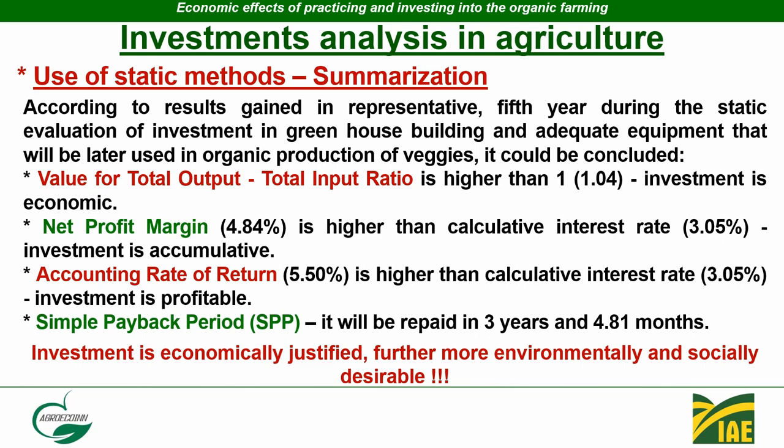B. Value of the net profit margin, respectively 4.84%, is higher than calculative interest rate, respectively 3.05%, which means that investment is accumulative. C. Value of the accounting rate of return, respectively 5.5%, is higher than calculative interest rate, respectively 3.05%, which supposes that investment is profitable. D. In line with the value of the simple payback period, it could be assumed with a high probability that investment will be repaid in 3 years and 4.81 months.